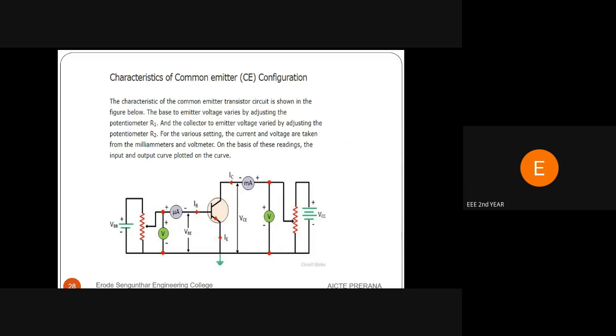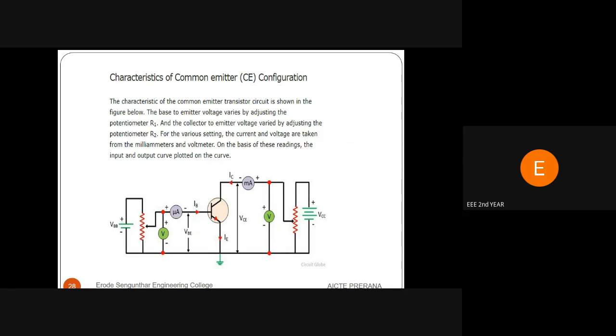Now let us discuss common emitter configuration characteristics. Figure shows the common emitter configuration characteristics schematic diagram. Here also we are using two potentiometers. One is input side for varying input voltage and current. Another one is connected to output side for varying output voltage. Here, emitter is common terminal, so it is connected to ground. Input is applied between base and emitter.